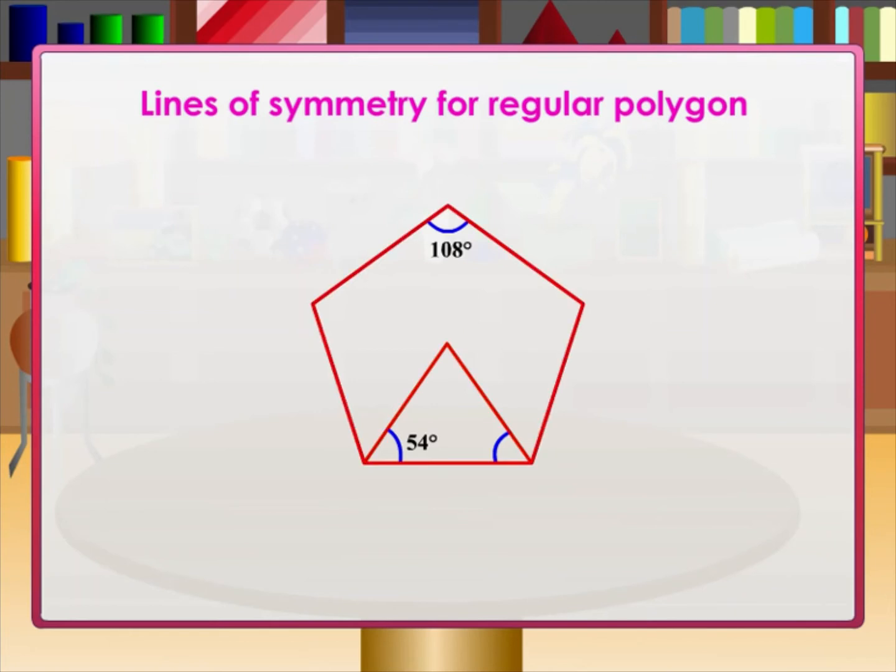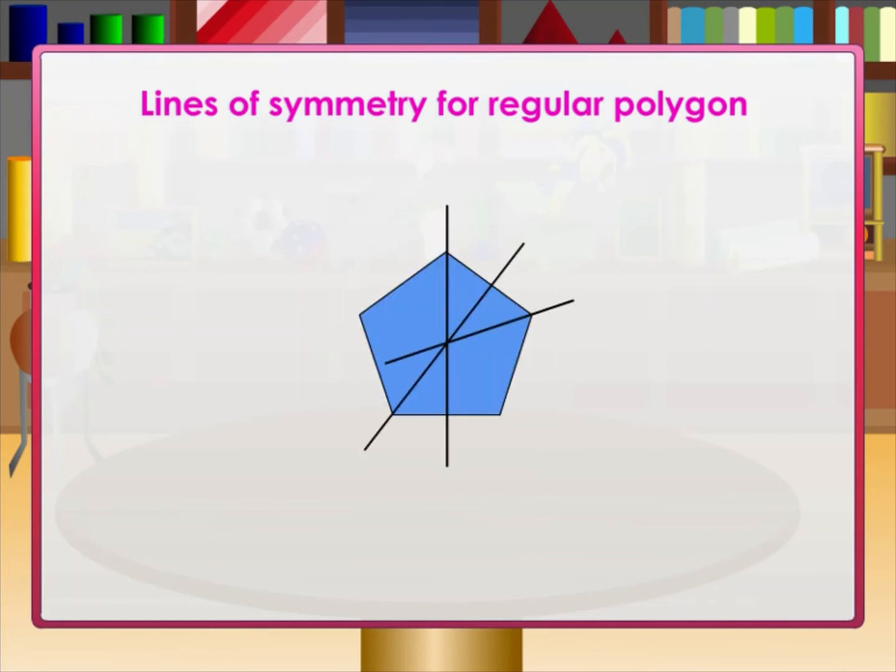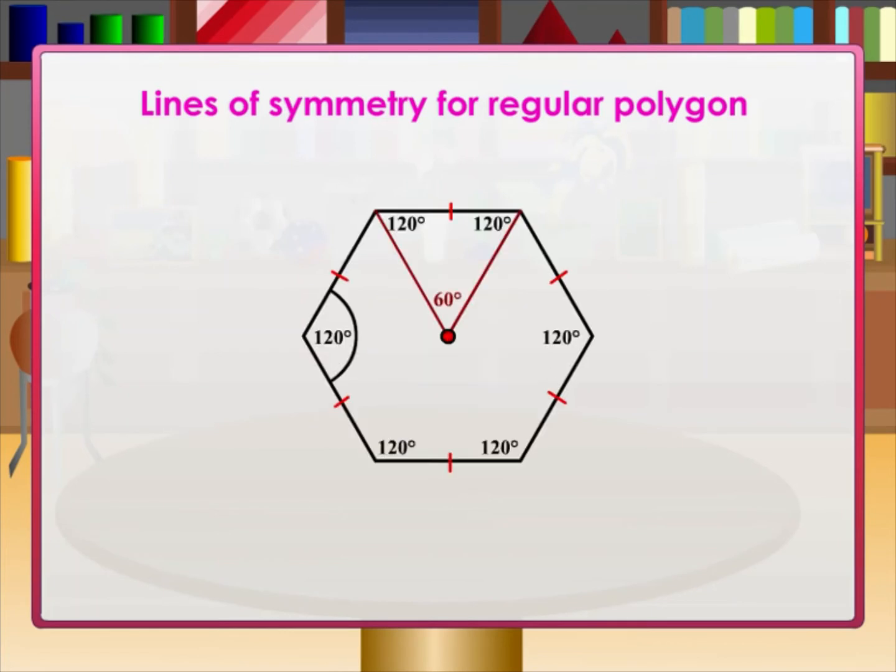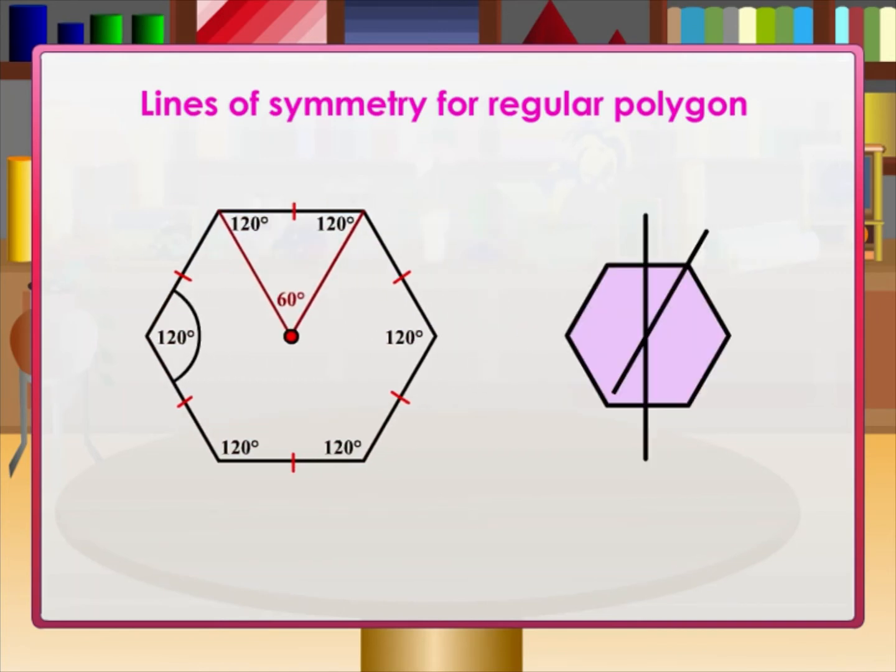A pentagon is a regular polygon with equal sides and each of its angles is 108 degrees. A regular pentagon has 5 lines of symmetry. A regular hexagon has all its sides in equal lengths and each of its angles measures 120 degrees. It has 6 lines of symmetry.